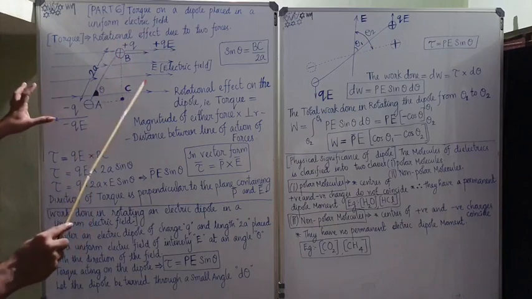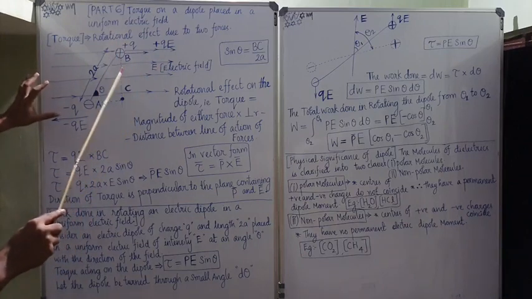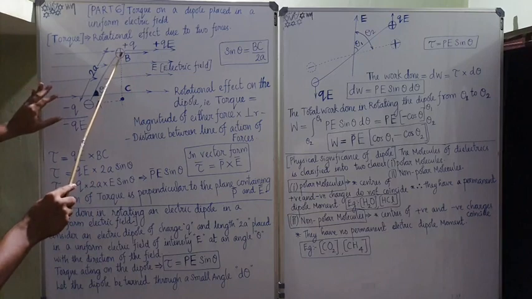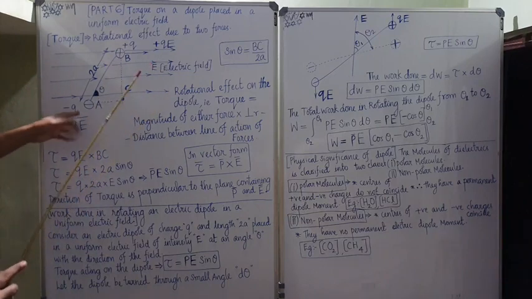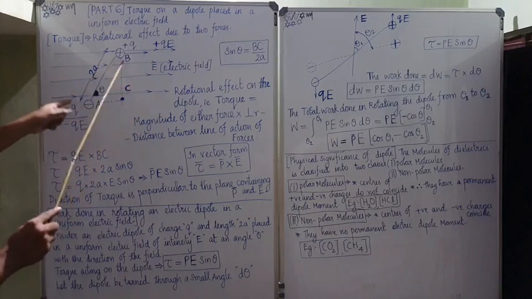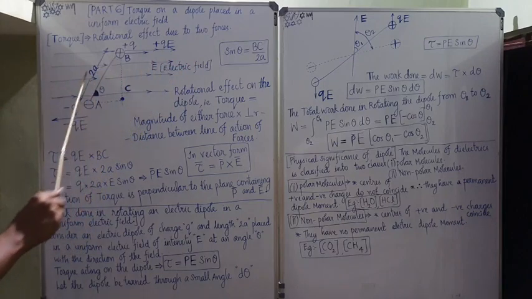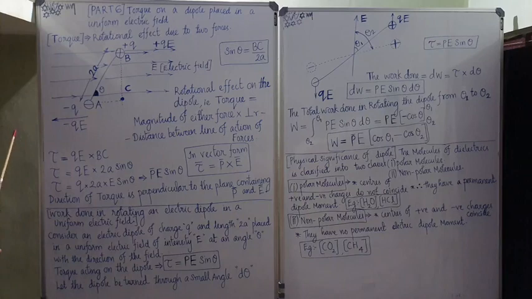And the electric field causes this effect. That means the positive charge is tilted toward this and the negative charge is tilted toward this position. So there is a tilt happening, and the distance between them is 2a. So by now we can tell what a torque is.